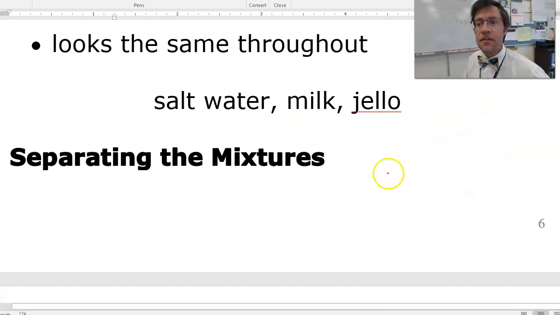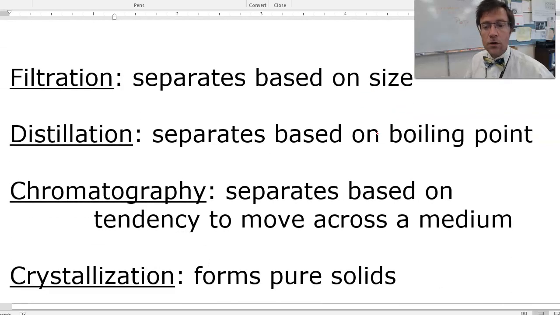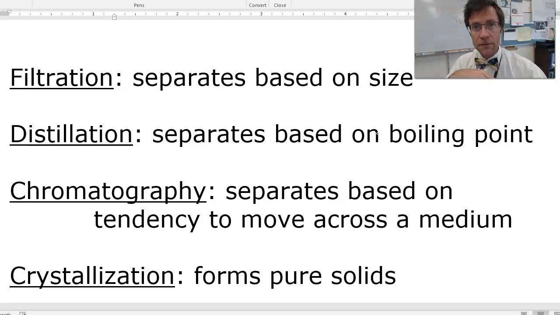Separating the mixtures. That's what we're looking at next. And there are a few versions. These are the 4 things that we are going to look at. Filtration. My favorite because it's how I make coffee. It separates by size, right? You have water, you have coffee grinds, you filter out the coffee grinds based on size.